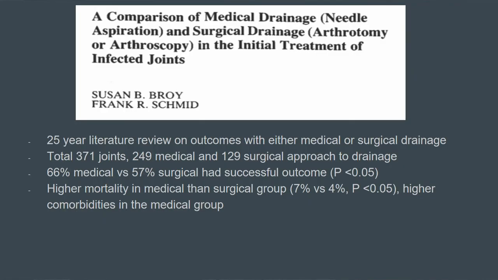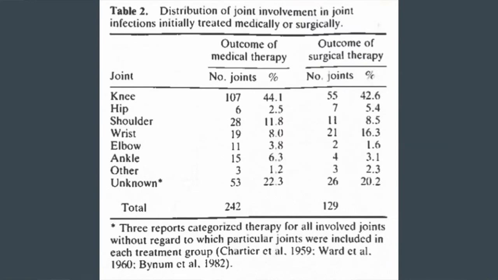This was a 25-year literature review on outcomes with either medical versus surgical drainage. They had 371 joints. Most of them were treated medically. And then they had a 66 versus 57% response in the medical group with the successful outcome, and this was significant. Again, they had a higher mortality in the medical group. And then here, they break it down by the joints. Again, the knees are the most prevalent. And then the hips here were equal, 7 in the surgical group and 6 in the medical group. And the shoulders were more, 28 versus 11 in the surgical group.